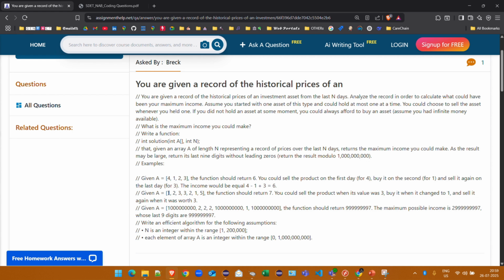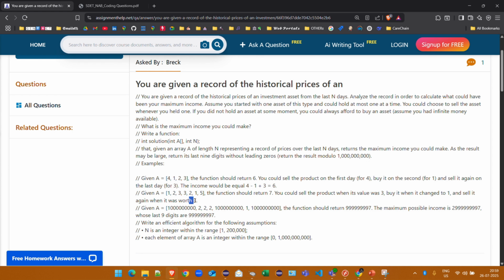Similarly, another array is given: 1, 2, 3, 4, 5. If I have to sell it, I won't sell it on 1, I won't sell it on 2, I will sell it on 3, right? You could sell the product when its value is 3, and buy it when it changed to 1. And when I buy at the lowest, then I will again sell it on 5.